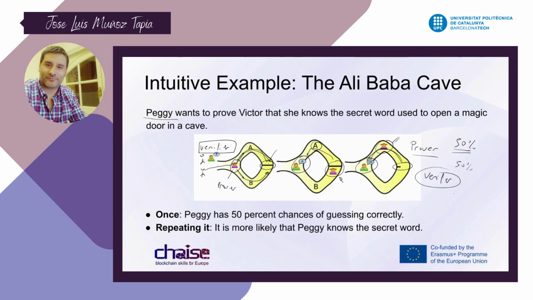This means that my soundness, which is this idea of a malicious prover making me think that the statement is true, in this case the statement being that I know the secret word that opens this door, is just 1/2 here. With 50% of the possibilities, the prover is going to cheat me because she doesn't know the secret word, but she is lucky, and then she is coming through the correct path.